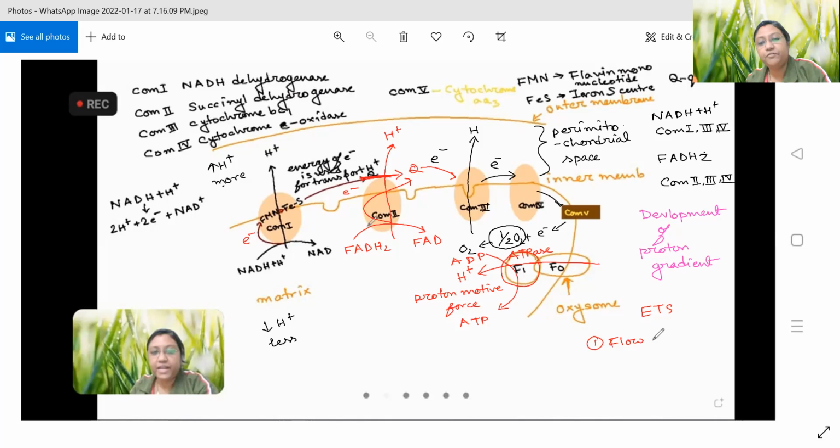So where is flow of electron? Electron की flow कहाँ होती है? Through the electron carrier. And as it is moving from one carrier to the next one, it will lose energy. ठीक है? So one incident that is occurring is flow of electron and energy release.